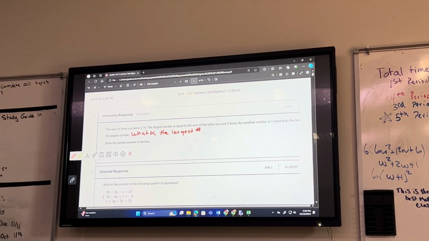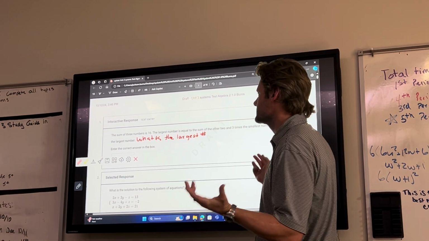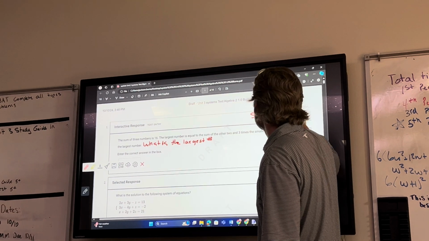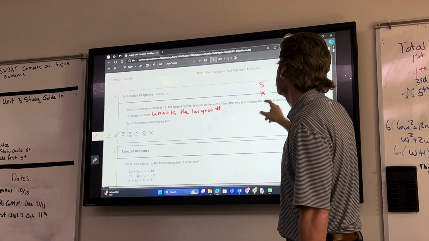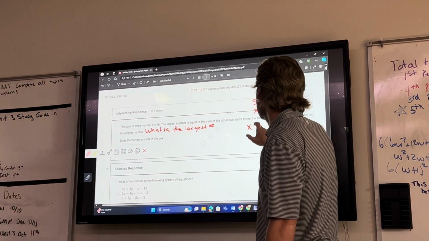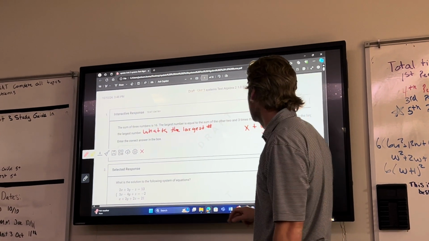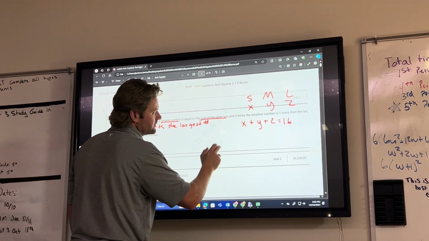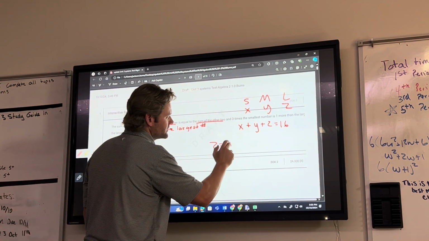So, if you recognize this, yes, we did it in class. It's a system of equations, the sum of three numbers. So, I'm going to say S, M, and L are going to be my X, Y, and Z. So the smallest will be X, the medium will be Y, and the largest will be Z. So I know X plus Y plus Z equals 16. I also know the largest number is equal to the sum of the other two, right? So Z equals X plus Y.